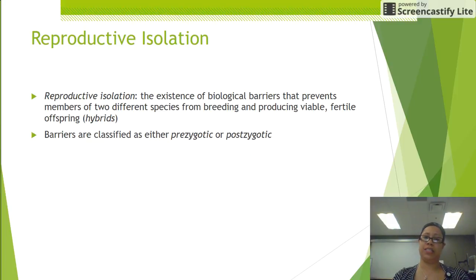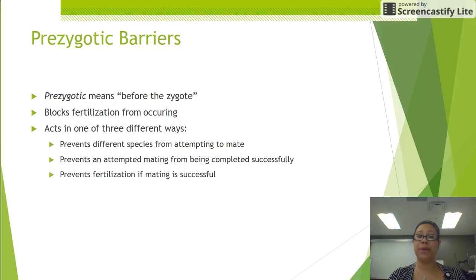Reproductive isolation means that there are going to be actual biological barriers that will prevent two different species from producing viable and fertile offspring. There's two different types of barriers. There's prezygotic and postzygotic. Prezygotic means before there is a zygote. If you recall, when the sperm meets the egg and you have fertilization happening, we have the formation of a zygote. So all of these prezygotic will happen before there is a zygote.